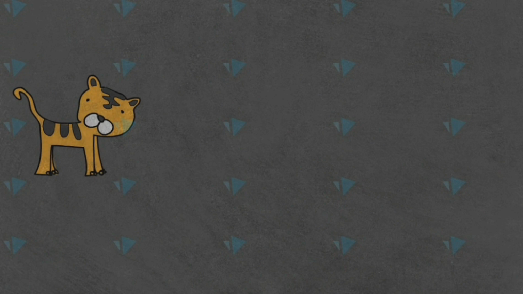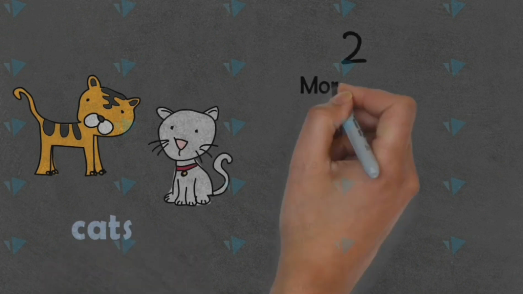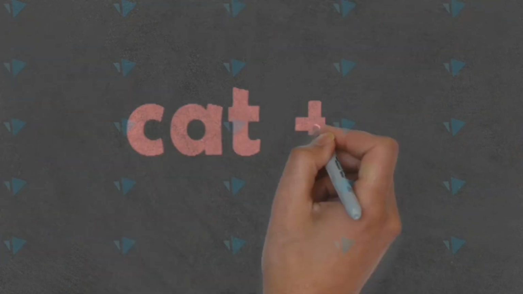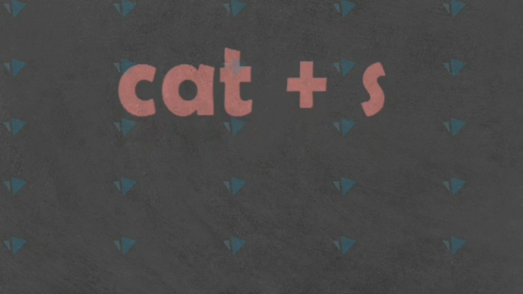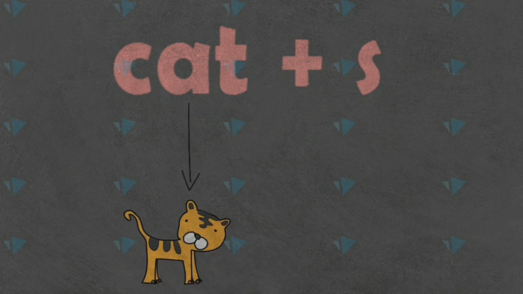For example, consider the word cats. It's clearly one word in English, but it has two morphemes: cat plus S. We all know what the cat means. It's furry, cute, but there is S as a suffix which is also meaningful. That is S as plural, or more than one.